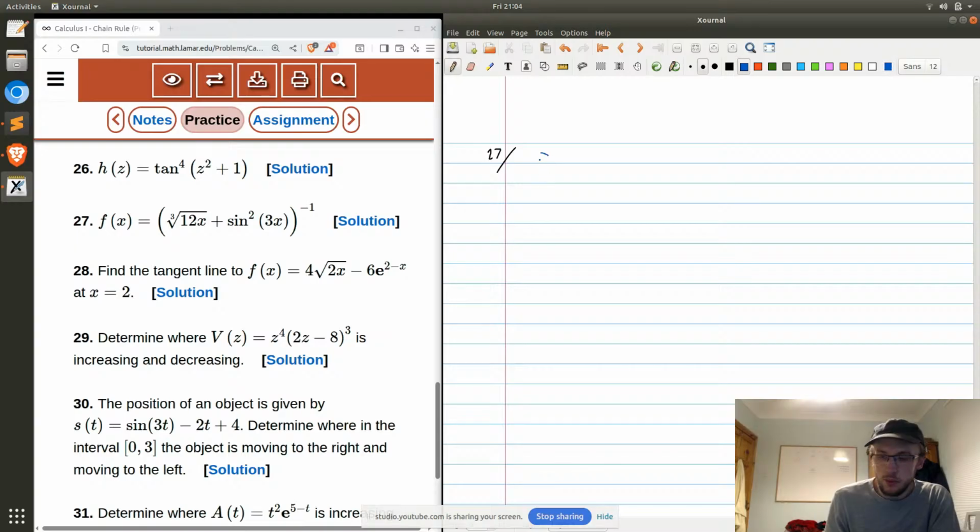If f, wait, what? Oh. If f of x is x to the minus 1, f prime of x is minus x to the minus 2. So what does that mean? That means that the middle is going to go on the bottom and be raised to the power of 2, and a minus sign will be in the front. And then you have to differentiate the inside.